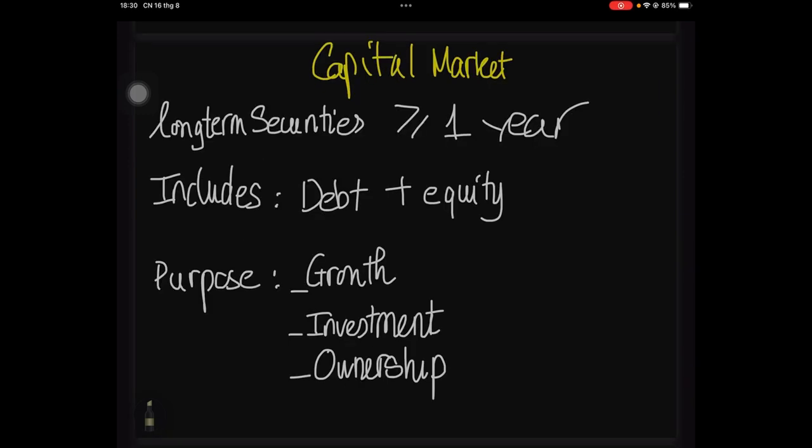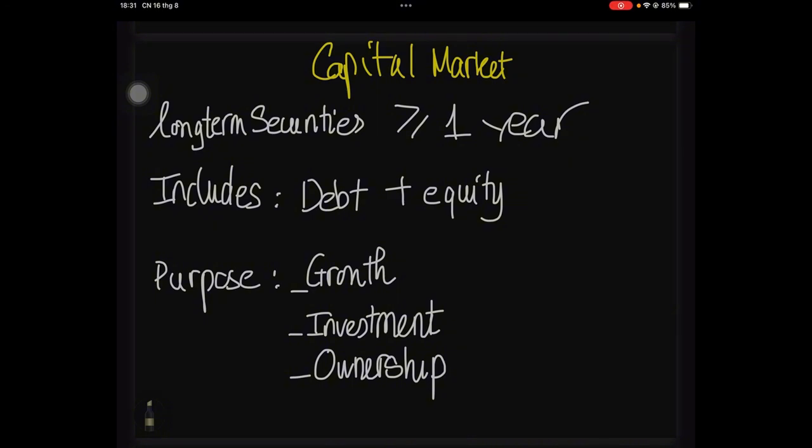Let's move to the capital market. The capital market is where longer-term financing happens. Unlike the money market, the capital market includes both debt instruments and equity instruments. Examples include corporate bonds, government bonds, and common stock.